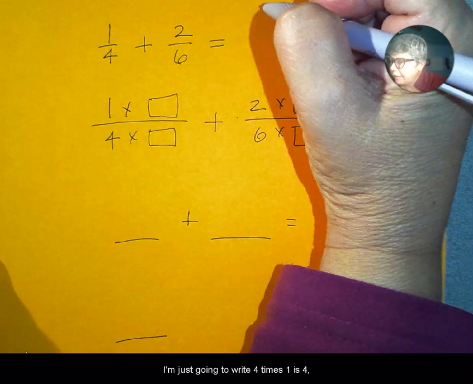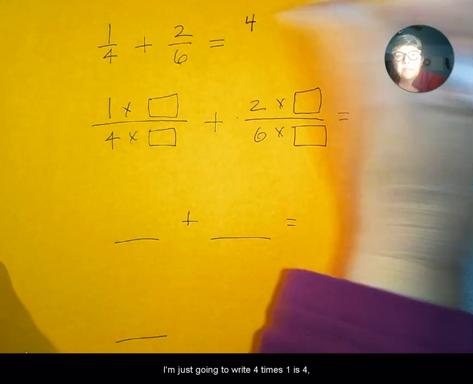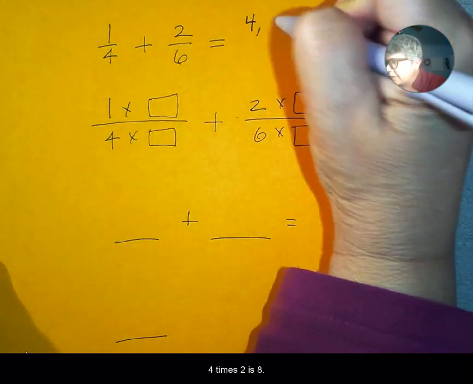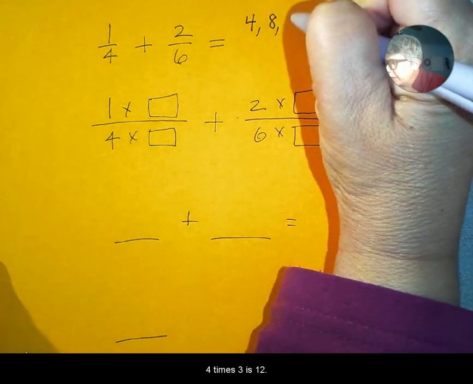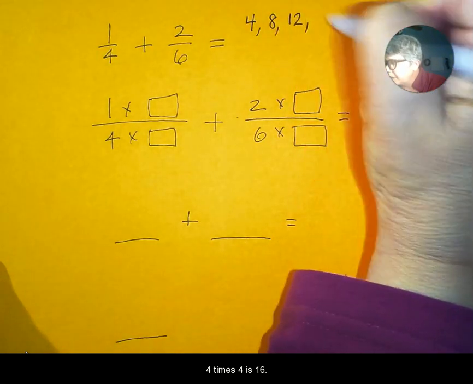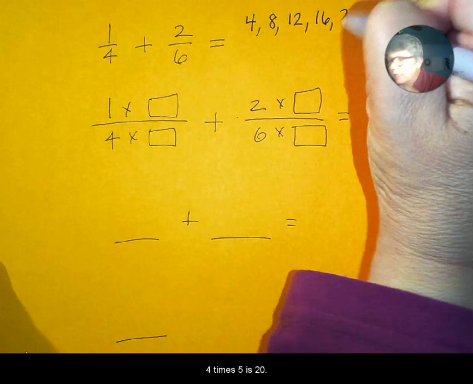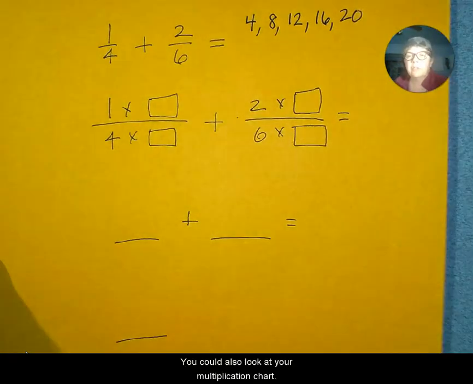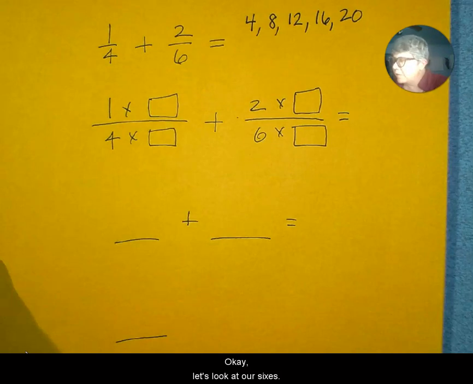I'm just going to write 4 times 1 is 4. 4 times 2 is 8. 4 times 3 is 12. 4 times 4 is 16. 4 times 5 is 20. Just going to write out my 4s. You could also look at your multiplication chart. These are called multiples of 4. Okay? Let's look at our 6s.